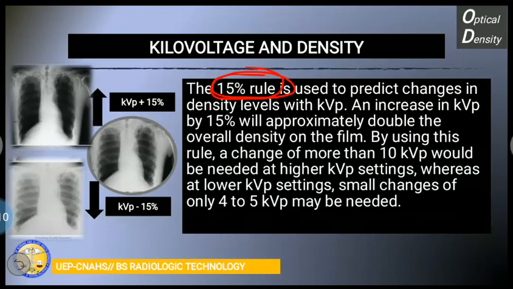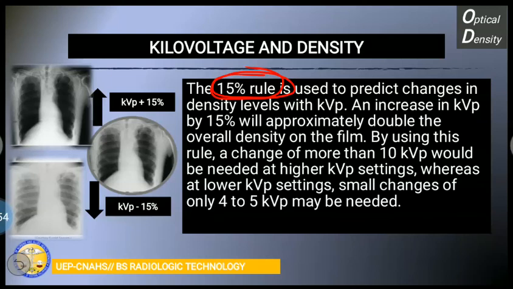Let's just advance for now, class. There is a 15% rule, but let's reserve the mathematical equations for when we discuss the kilovoltage. The 15% rule is used to predict changes in the density levels with kVp. An increase in kVp by 15% will approximately double the overall density on the film. By using this rule, a change of more than 10 kVp would be needed at higher kVp settings, whereas at lower kVp settings, a small change of only 4 to 5 kVp may be needed.